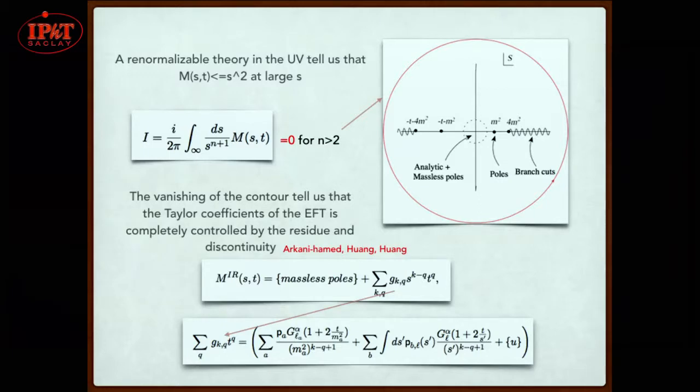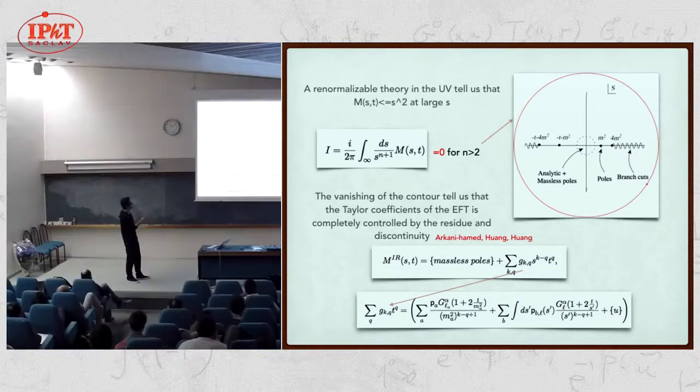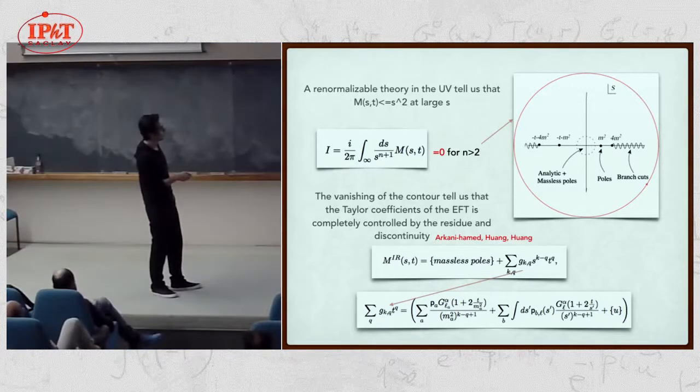So right. Now we can proceed by assuming certain behavior around this contour at infinity. For example, we know that the amplitude should be bounded by s squared. At most, it can be s squared. That means that the contour integration is going to vanish for n bigger than 2. Therefore, you can pick out the coefficients at the origin. The Taylor coefficient is related by this complicated function here, where this is given by the tree part, and this is given by the discontinuity part.